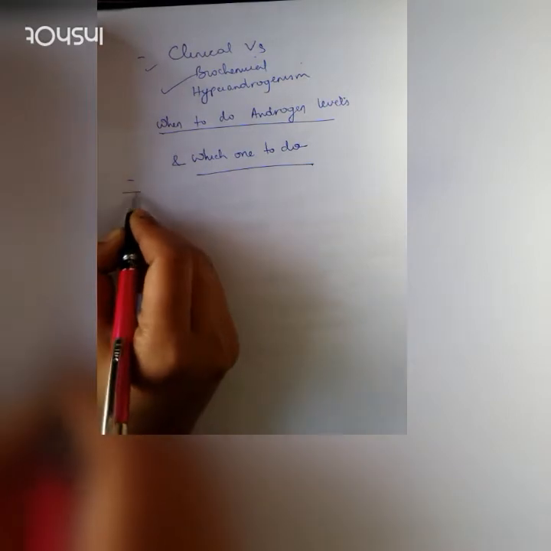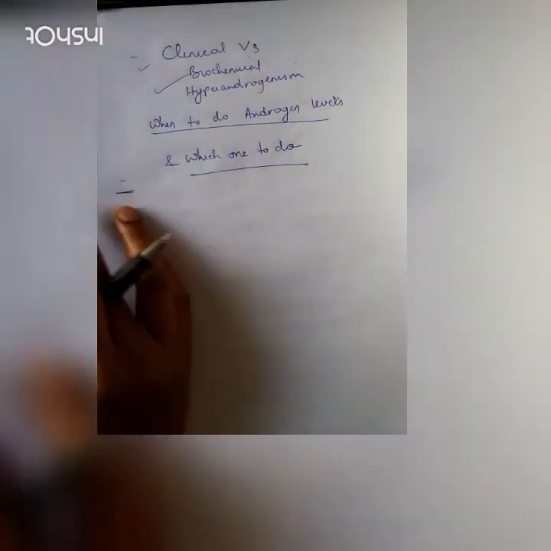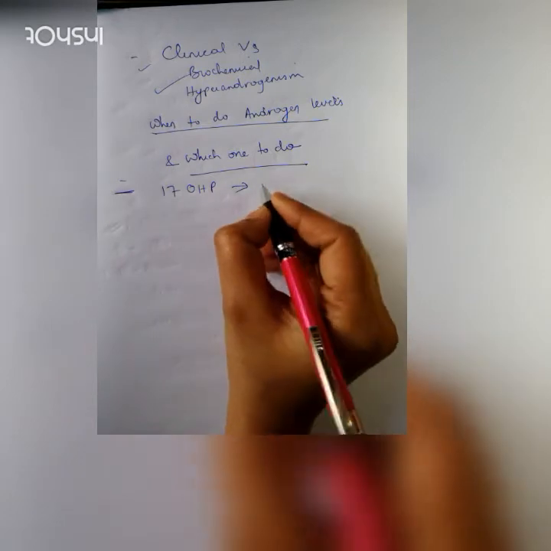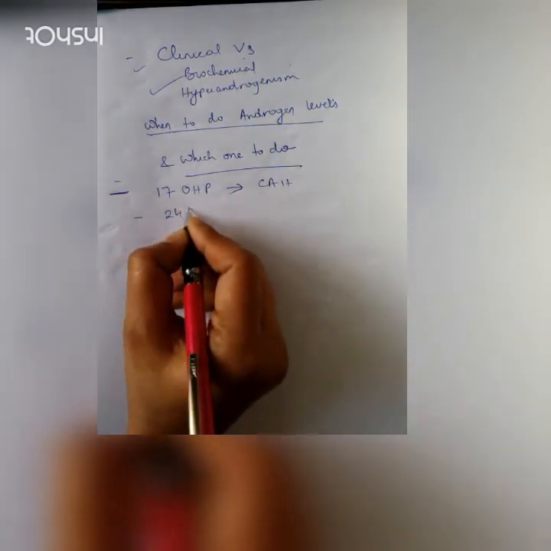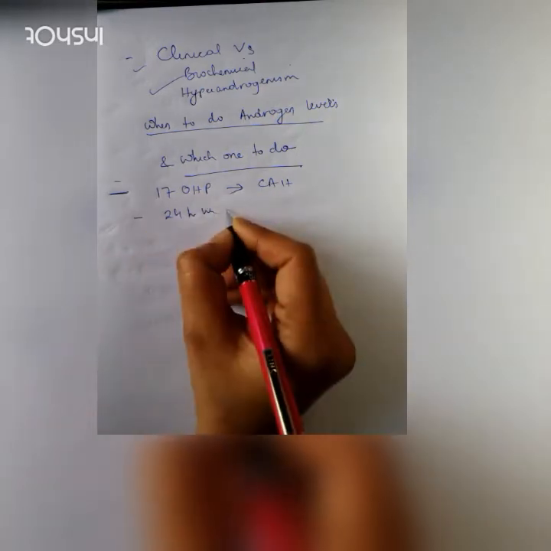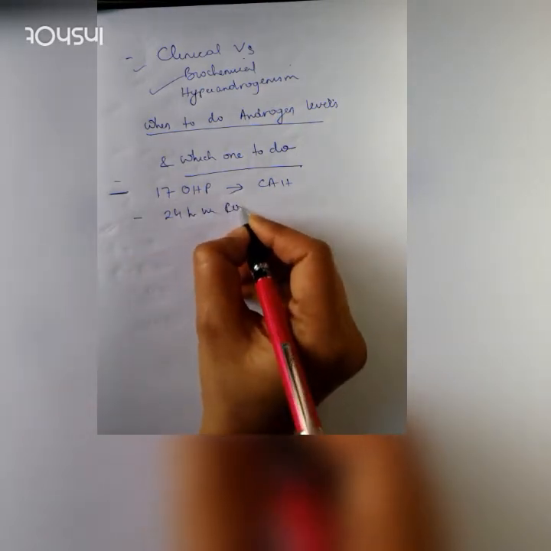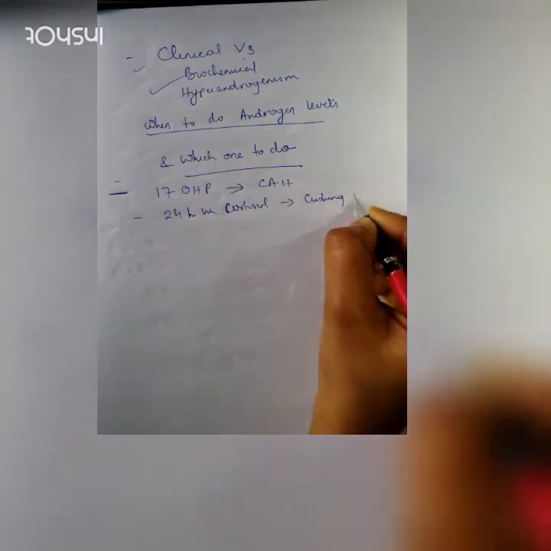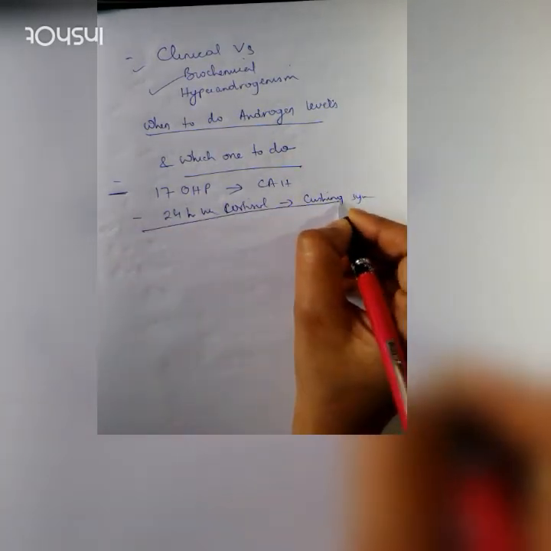What other tests? Just 1 minute I'll take to discuss what other tests you will do if there's androgen excess. Apart from the testosterone levels, do 17-hydroxyprogesterone to rule out non-classical form of CAH. Also do 24-hour urine cortisol to rule out Cushing's. Now this Cushing syndrome or Cushing disease is very rare. So unless you have Cushingoid features, don't do this test.